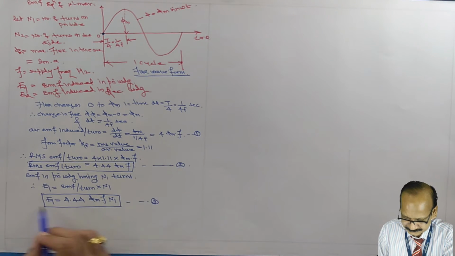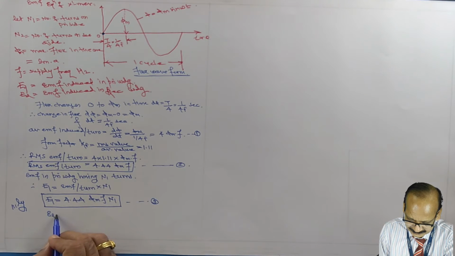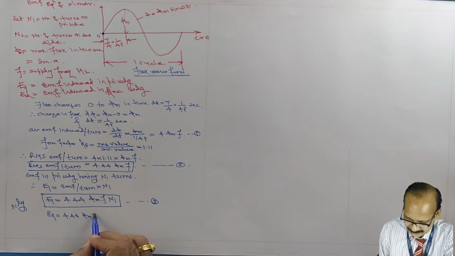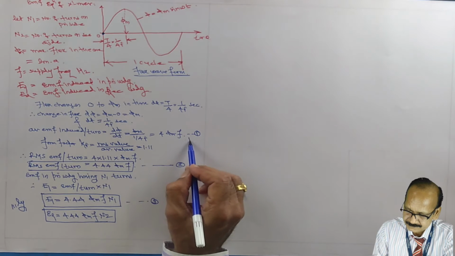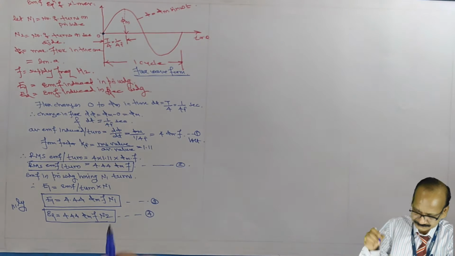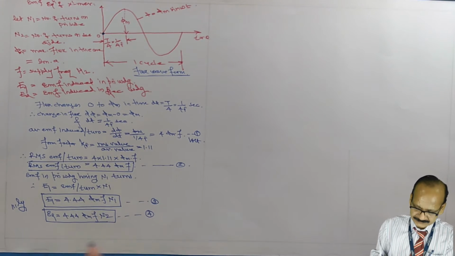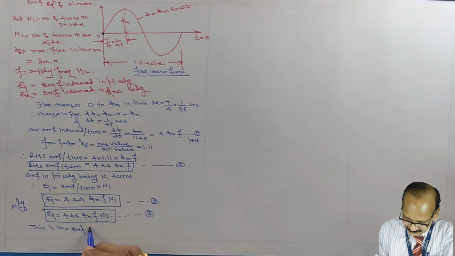This is equation 3. Similarly, EMF in secondary winding equal to E2 equal to 4.44 phi m f into N2 volt. This is also volt. So this is equation 4. Okay. Now, so this is the EMF equation of the transformer.